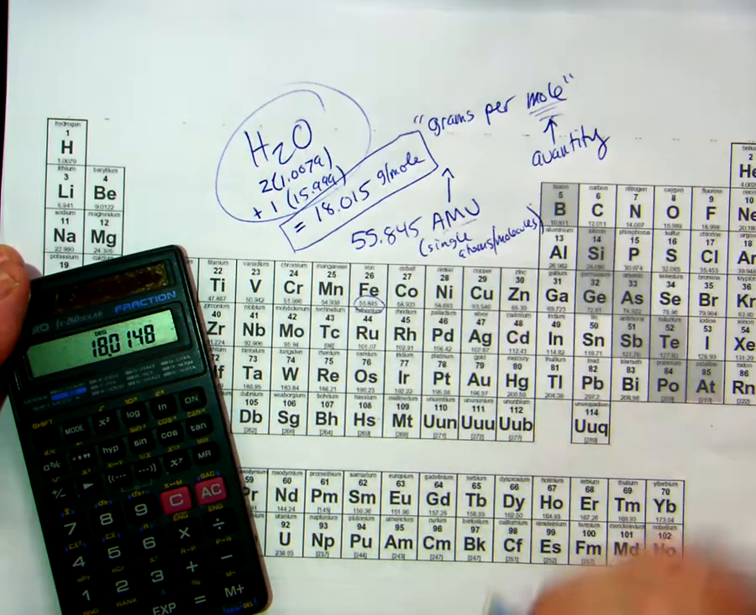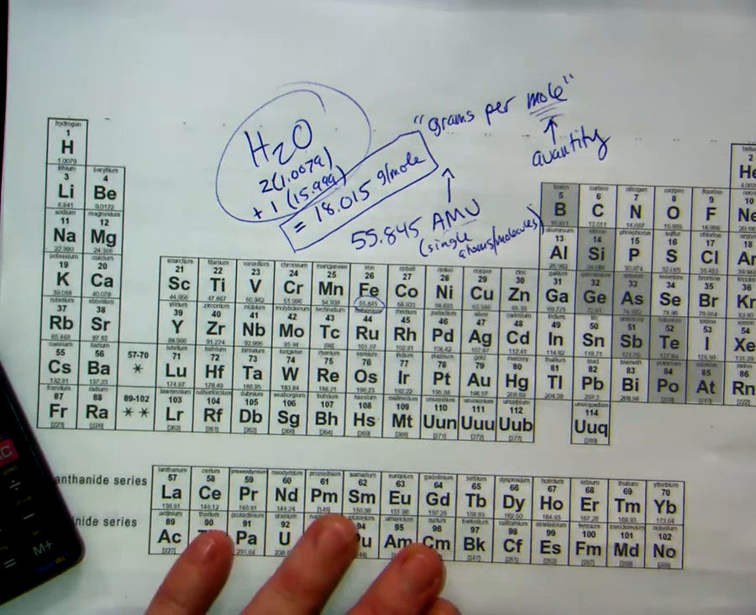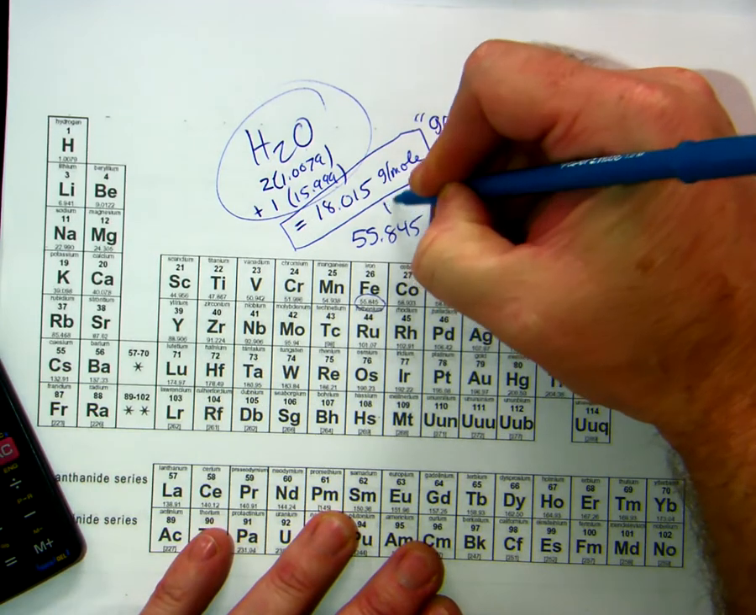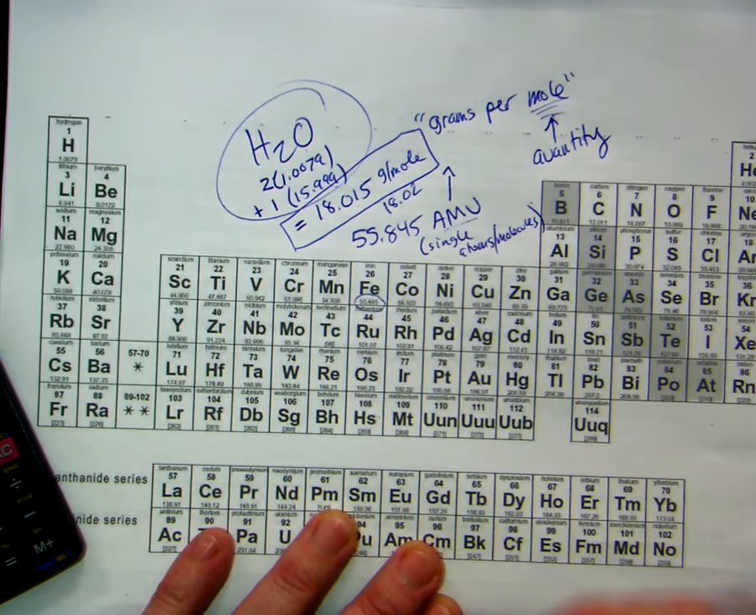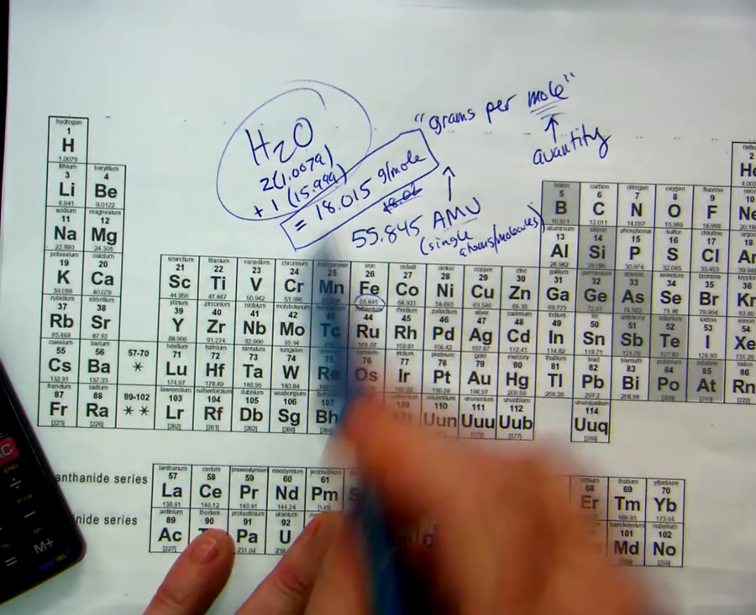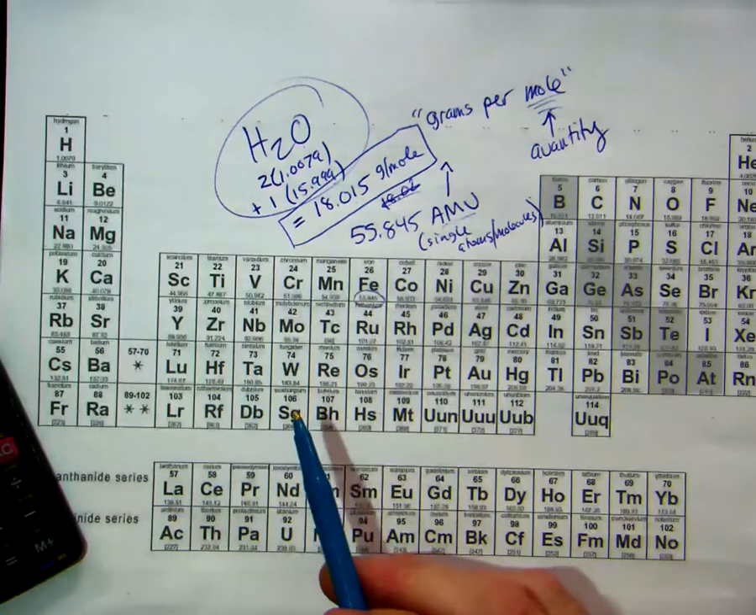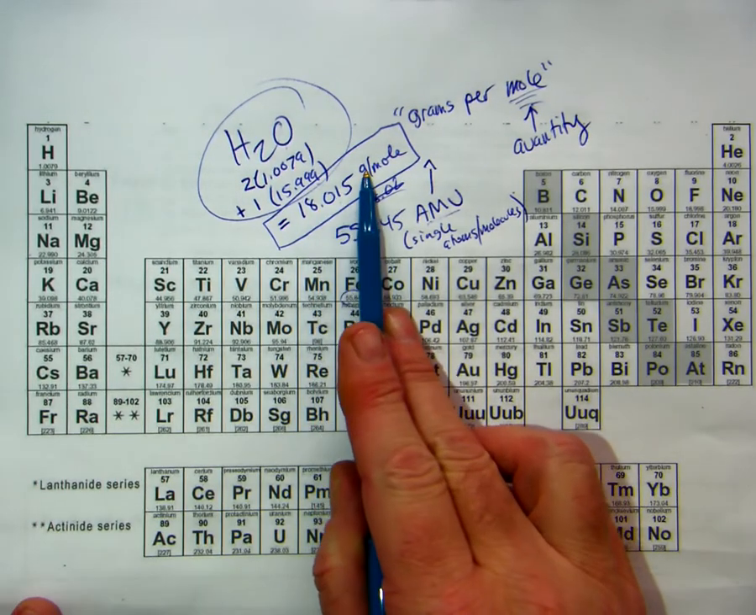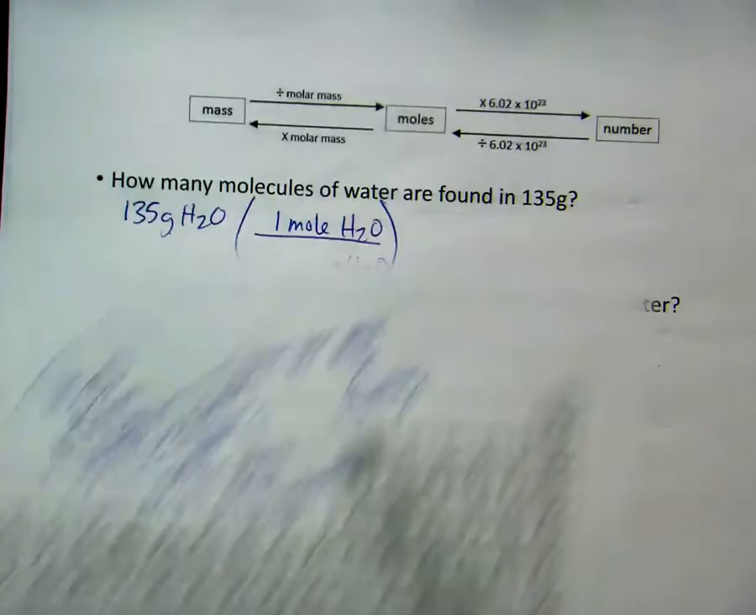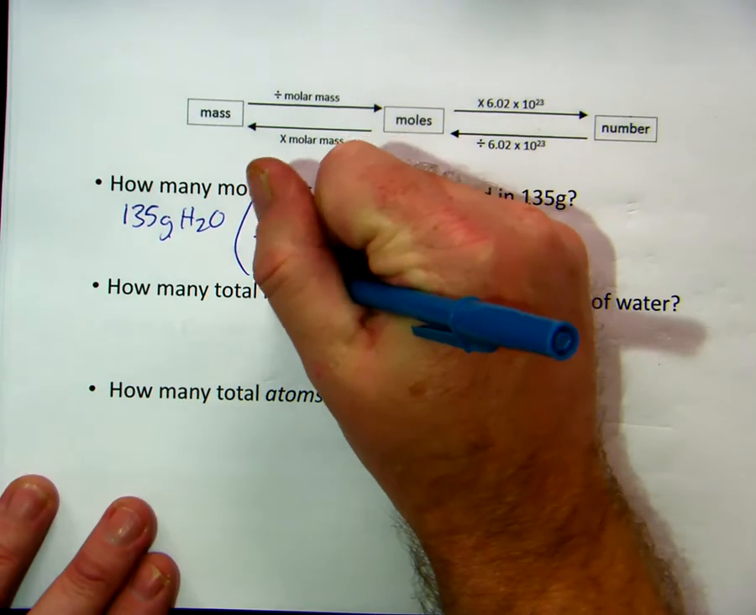Now, by the way, I've used the molar mass of water so many times. In the future, you'll just see me write 18.02, because I just have it memorized to 4 sig figs. All right, but anyway, this is how we would determine the molar mass if we didn't have it memorized. So now I know I need 18.015 grams of water to get a mole of water. So I write that down here.